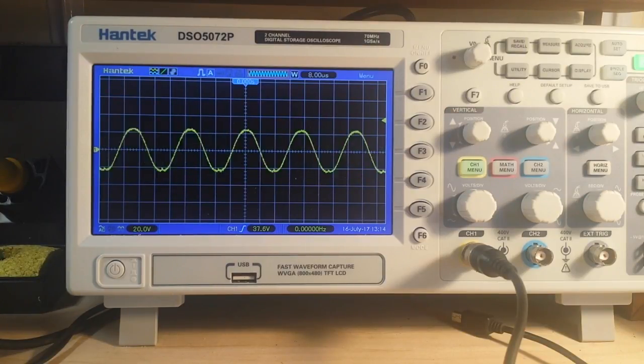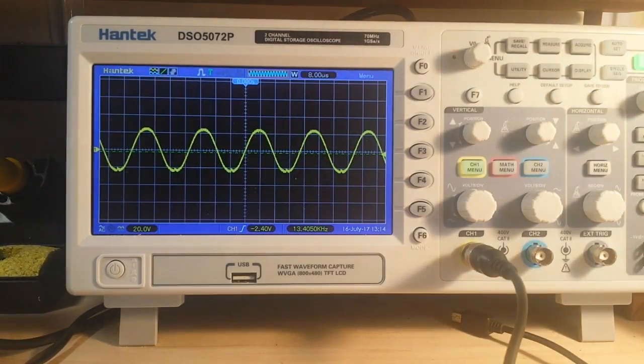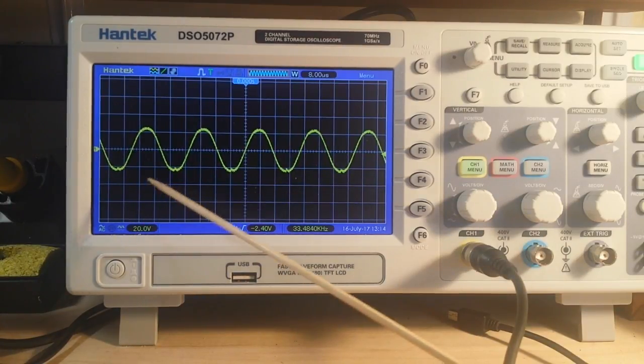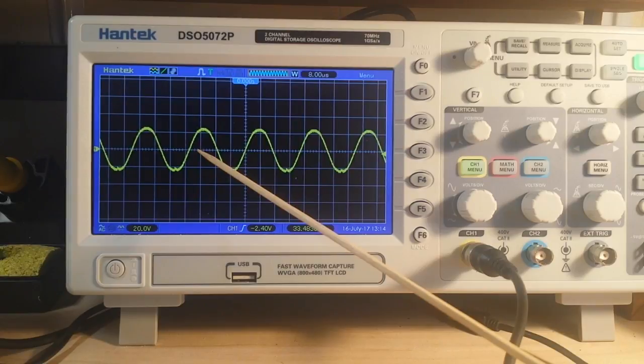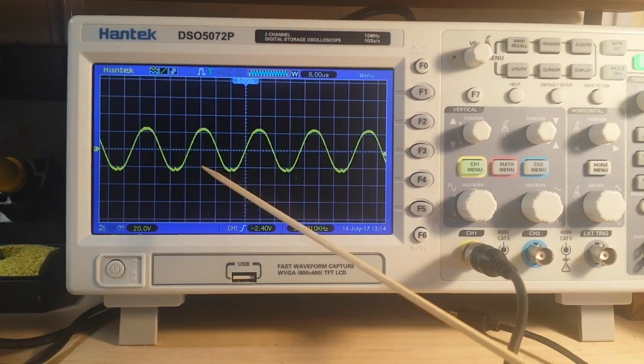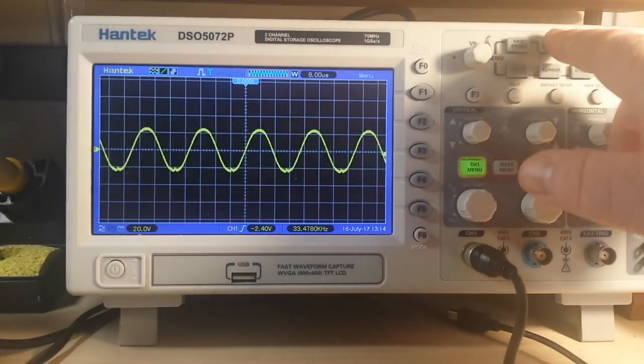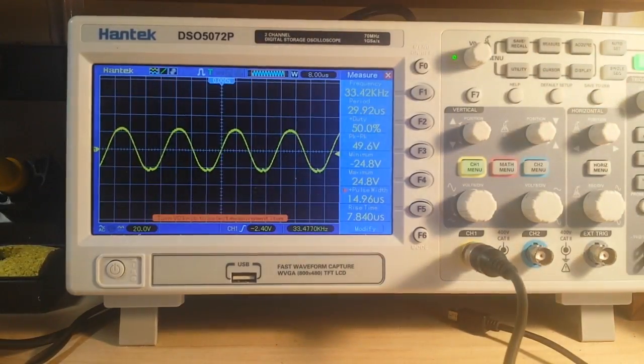Now, of course, we have to readjust our triggering, but that's not a big deal. And while we are still at 20 volts per division, our signal is now 20 volts positive, 20 volts negative. So we eliminated a 20 volt DC bias to this circuit. We bring up our measurements here. Our peak to peak is 49.6 volts now.